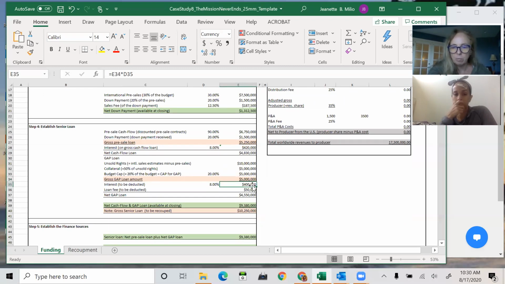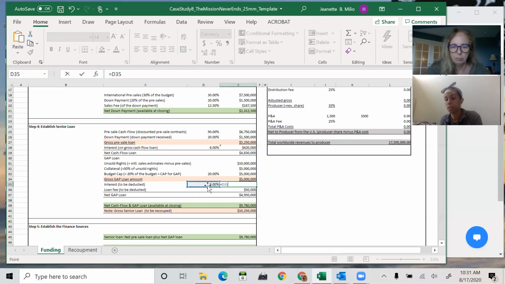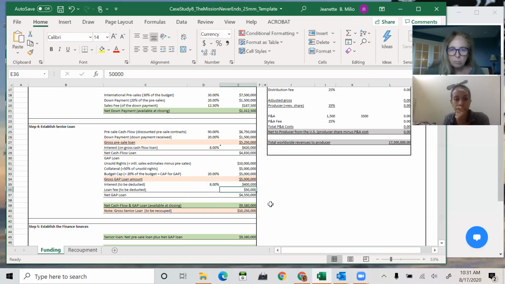Now I have to figure out what I'm paying in interest. It's 8% of my $5 million amount. What's the bank charging me for this loan? Can you tell me how much that is? 8% of $5 million? How much is that? 400,000? You are correct.